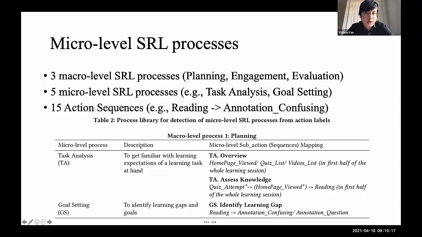So under each micro-level SR process, we listed different action sequences or action patterns. For example, here is a pattern, reading to annotation confusing. This is a typical pattern we interpret as learners trying to use this annotation to identify a learning goal. That's why it is listed here, on goal setting, to identify learning gap.